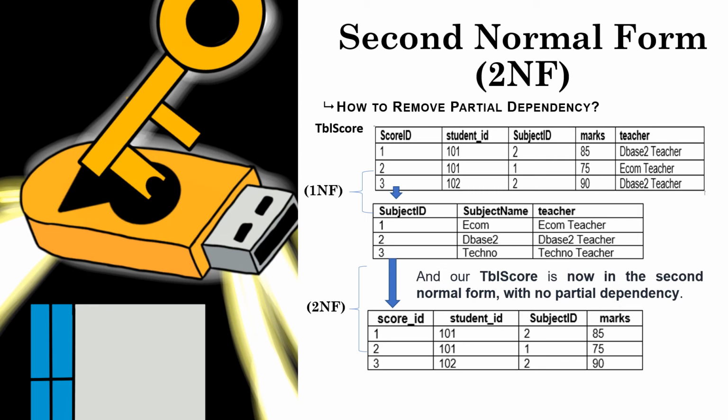So in this example, we have the table score. We have to change it into the first normal form. So we have the subject ID, and then we have the subject name, which is e-commerce, database 2, and techno. The teachers are the e-commerce teacher, database teacher, and techno teacher. And our table score is now in the second normal form with no partial dependency based on the tables mentioned above.